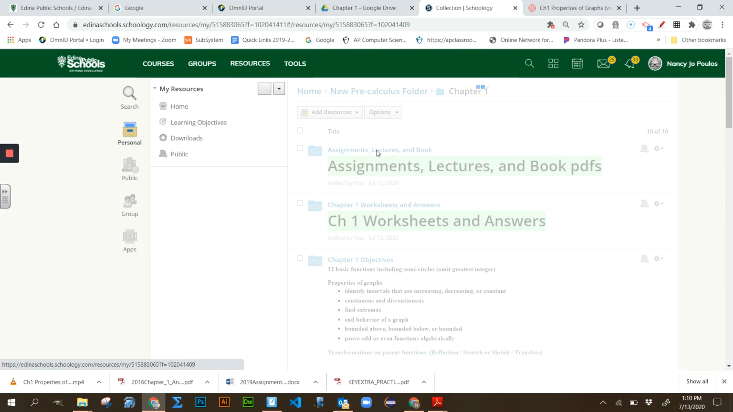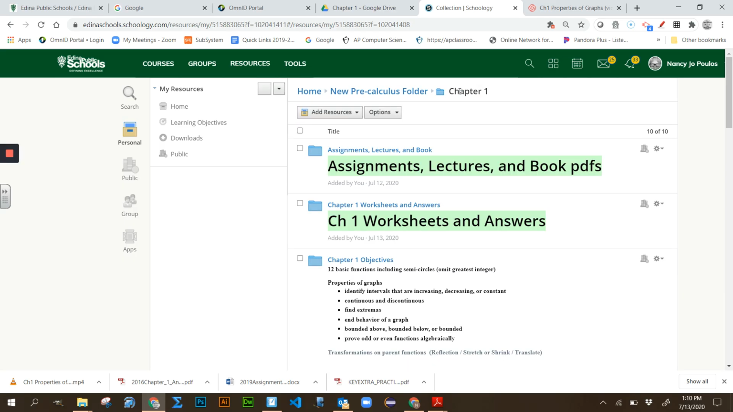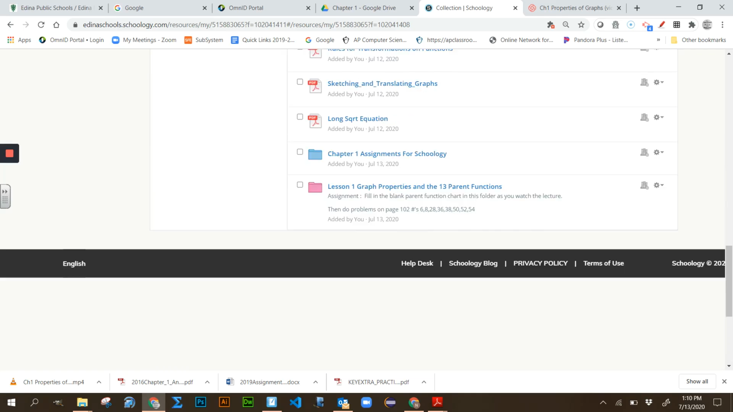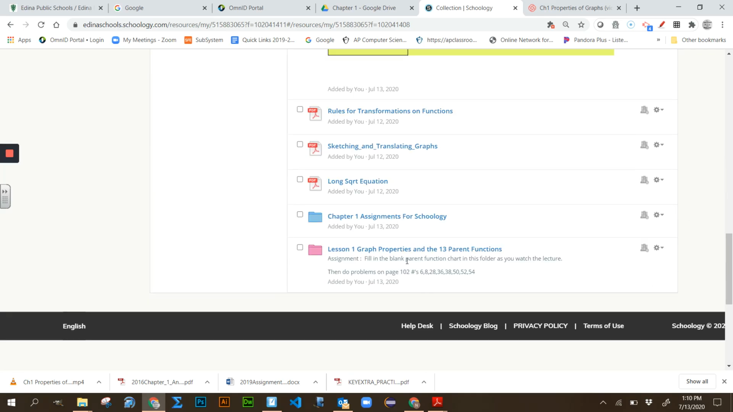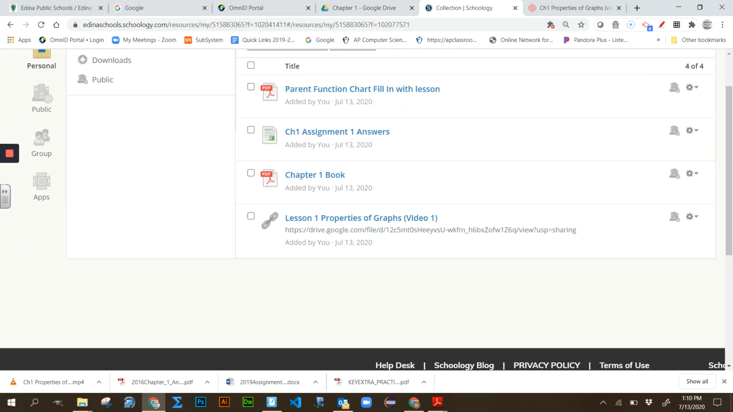Assignments, lectures, and textbook. So here's the assignment chart if you ever want to look it up. But I'll try to put them in little folders and try to keep them organized for you. So you can just look in this folder. And then, so you'll do this one. Basically, it's just a few problems from page 102. I did put the chapter 1 book in here, so you'll have to find page 102 and do those problems. And then I do have my answers on here. So as soon as you finish, go ahead and check your answers.